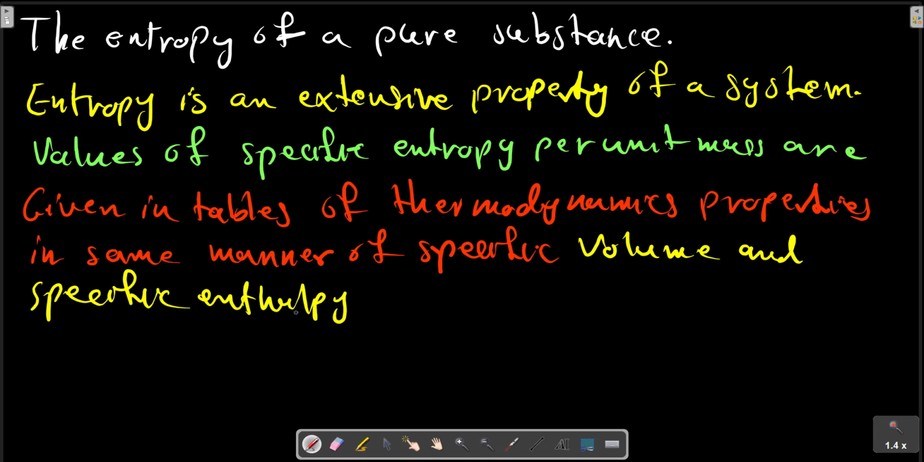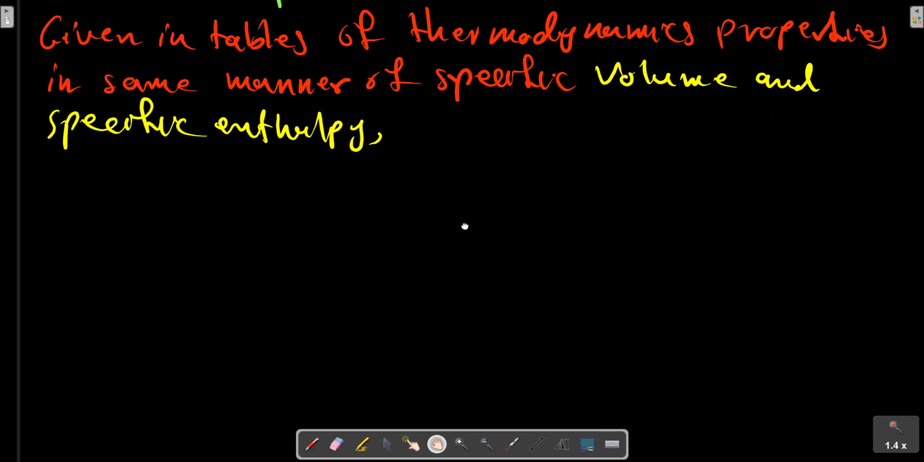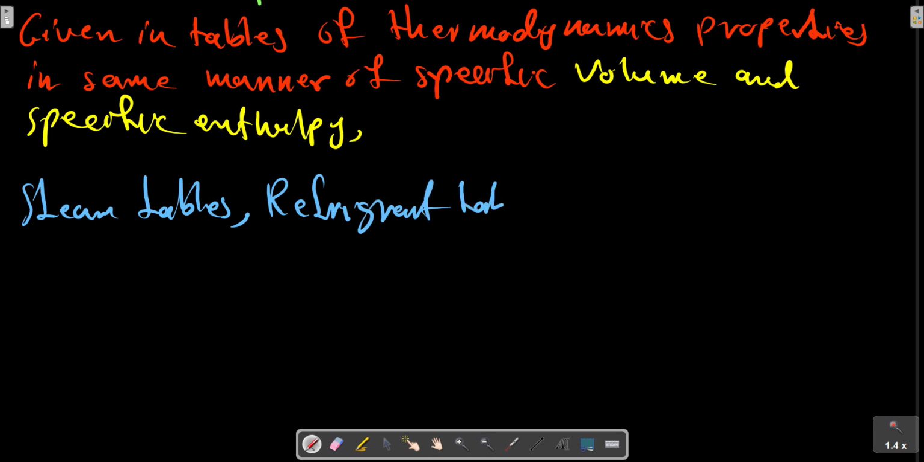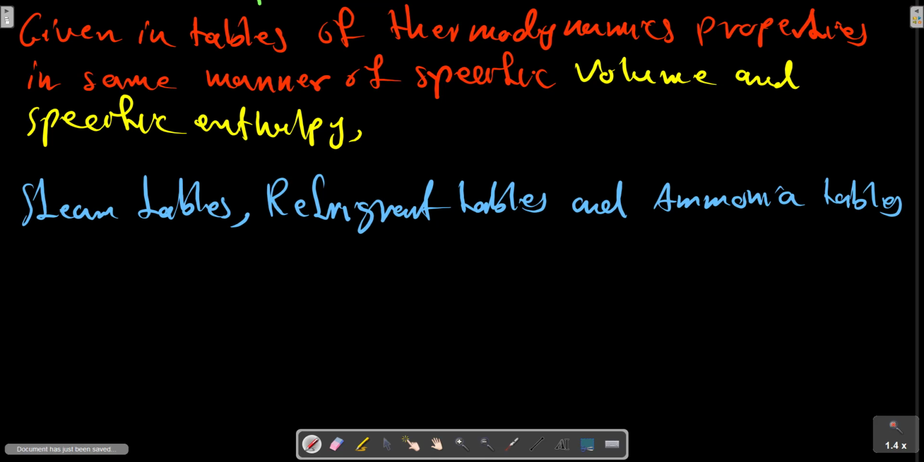The unit of specific entropy in the steam tables, refrigerant tables, and ammonia tables.